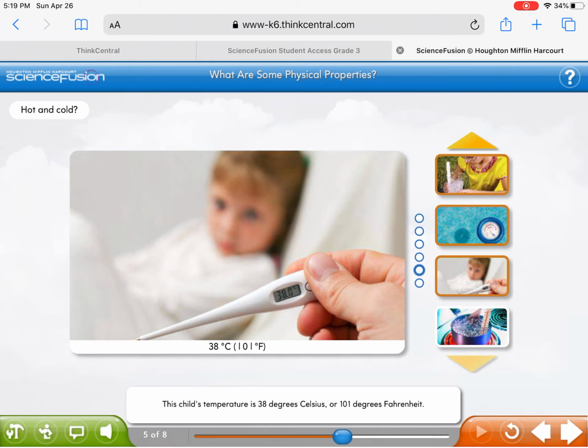So your body is usually around 98 degrees Fahrenheit. So if it's higher than that, that means you usually have a fever. And you get a fever because your body is working hard to fight off viruses and any sickness that's in your body. So it's working harder, so it makes the temperature go up. So that's why you get a fever if you're sick.